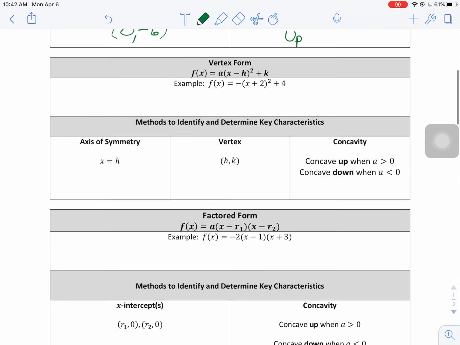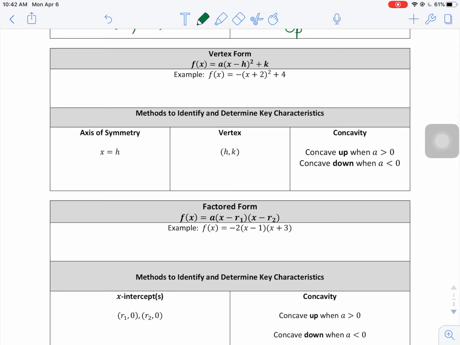The next form is vertex form. The generic vertex form is f of x equals a times quantity x minus h squared plus k. So let's go ahead and label our a, h, and k values. Since a is the number in front, that negative sign, that's a negative 1. So a is going to be negative 1.